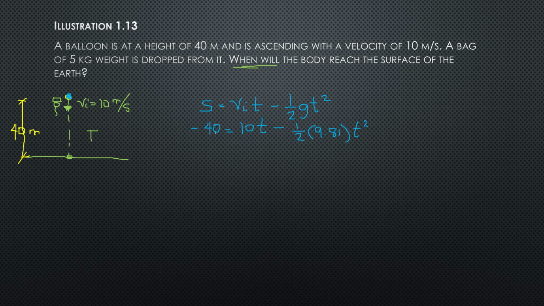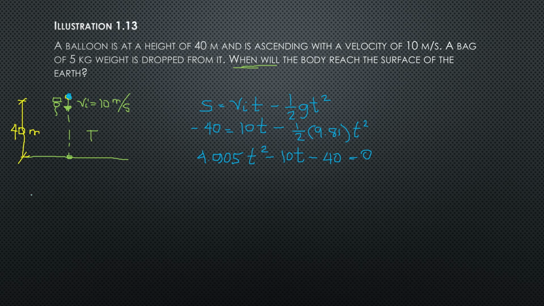Then simplifying the equation and arranging them, this becomes 4.905 t squared minus 10t minus 40 will be equal to 0. So this equation represents a second degree polynomial, so that is in quadratic equation form. So you can use the quadratic formula for solving for time.